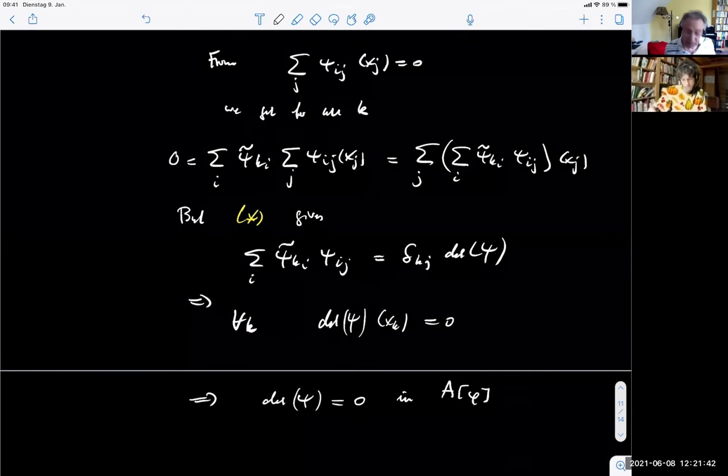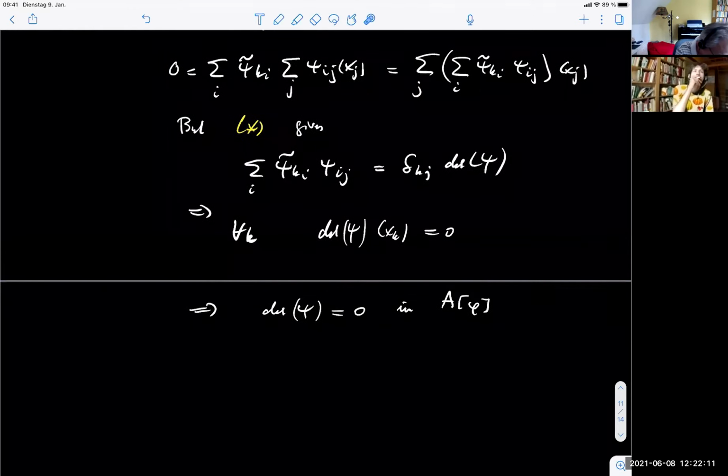Because this determinant of psi is an endomorphism. It's a linear combination of powers of phi. It's a linear map from M to M. And this map evaluated at all generators xk vanishes. So the map is 0. It's the 0 map. Now we are almost done. The only thing that remains to do is to see what this determinant of psi is.